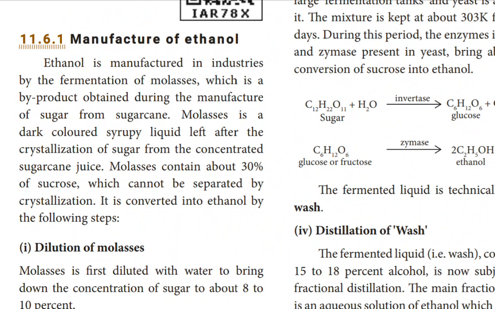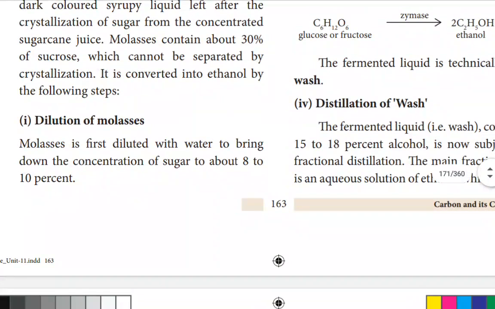And see, there are 4 steps. First step is dilution. Dilution means addition of excess of water. Simply you have to understand. First step is dilution of molasses. The sugar molasses which contain 30 percent of sucrose is decreased in its sucrose level by the addition of excess of water. That concentration of sugar is decreased to 8 to 10%. So concentration is reduced. How is concentration reduced? By the addition of water. So that is called dilution.